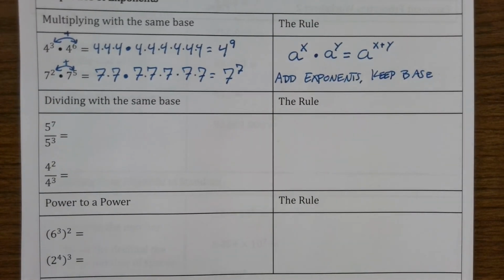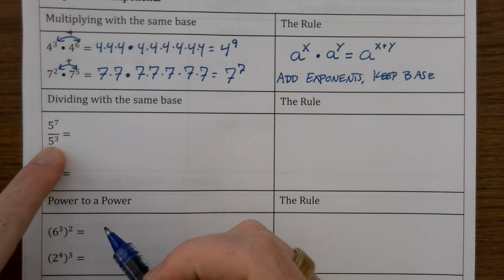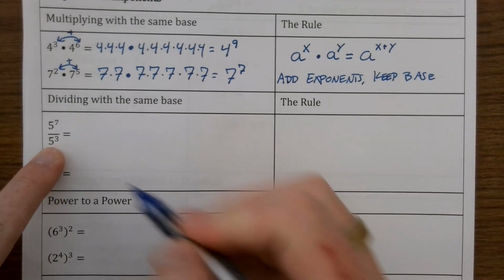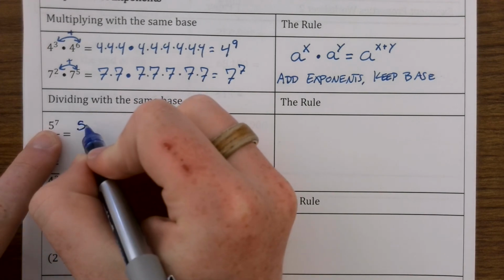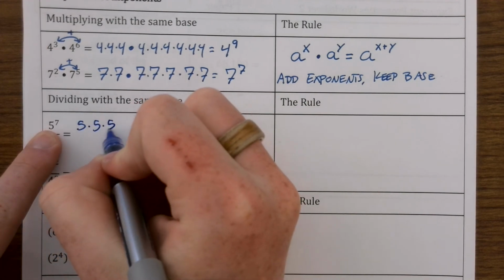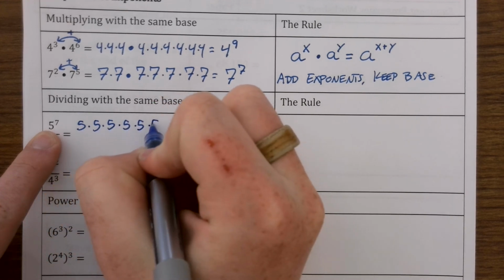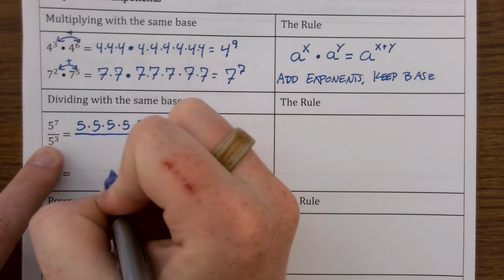All right. Let's look at division. When we're dividing with the same base, let's say we have 5 to the 7th power over 5 to the 3rd power. I'm going to do the example before the rule this time. I'm going to write it out. 5 to the 7th power is 7 5s. 5 times 5 times 5 times 5 times 5. 1, 2, 3, 4, 5, 6, 7. Divided by 5 to the 3rd power.